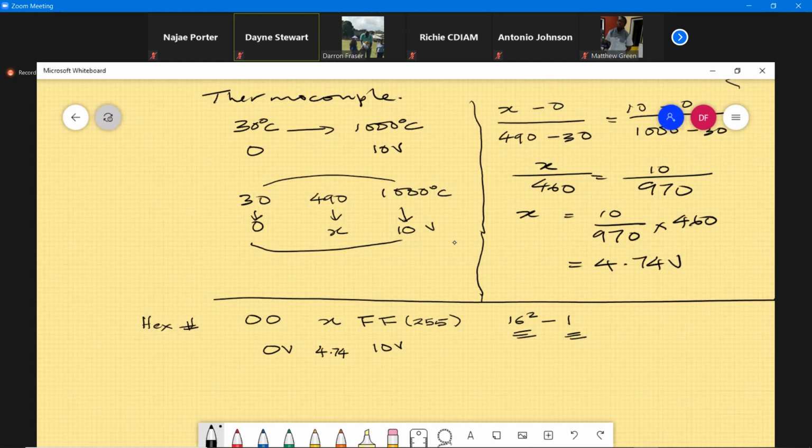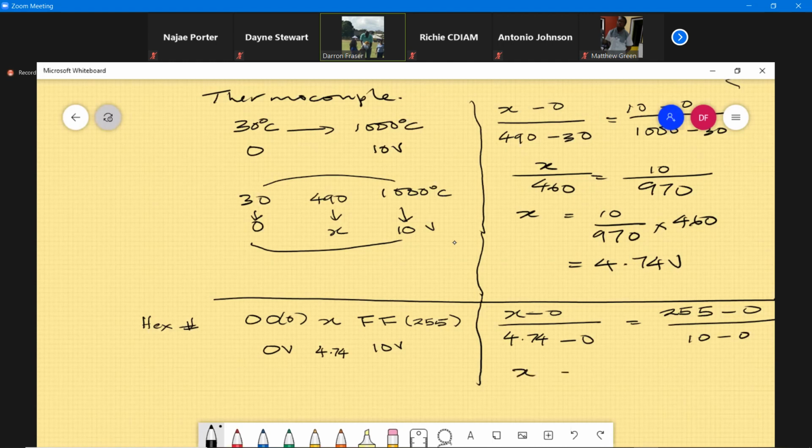So let's work it out again. We're going to use the same principle. x minus 0, since 00 represents 0, over 4.74 minus 0 is equal to FF, which is 255, minus 0 over 10 minus 0. So x is going to be equal to 255 over 10 times 4.74.